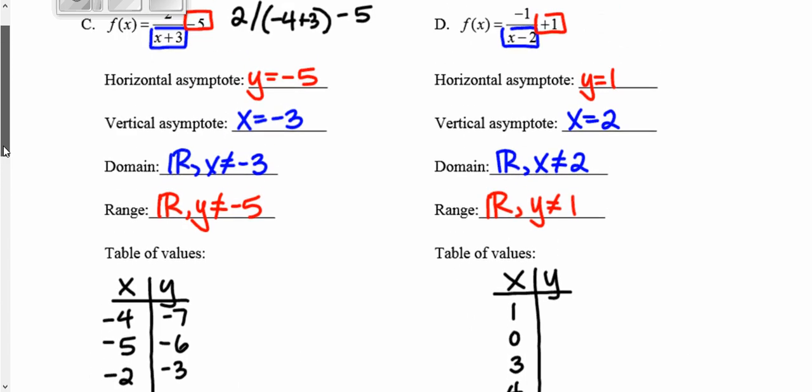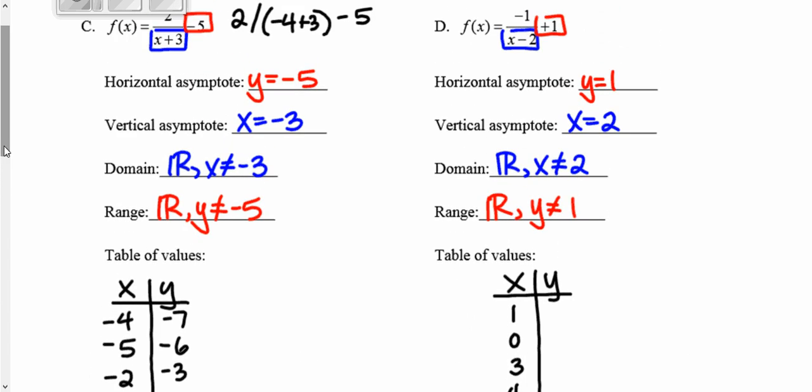So remember, we're going to plug that back into the original equation. I'm going to use the same format that I used on the last problem to make sure that I get the right output. So I have -1 divided by, and then in parentheses, 1 minus 2, close the parentheses, add 1, and I get out 2.